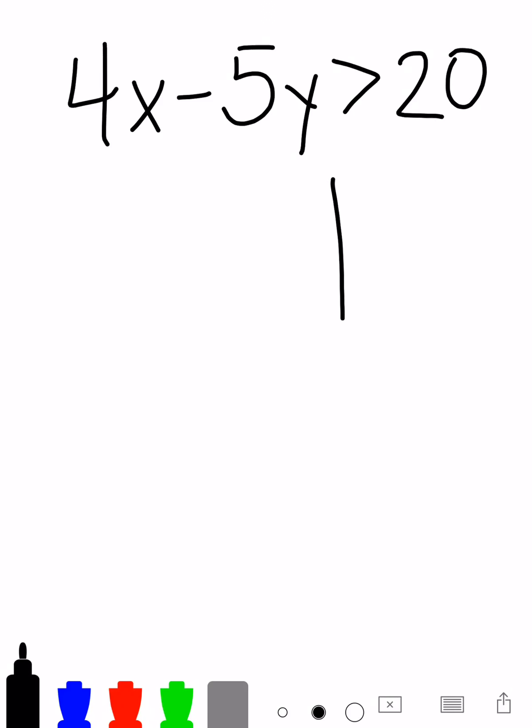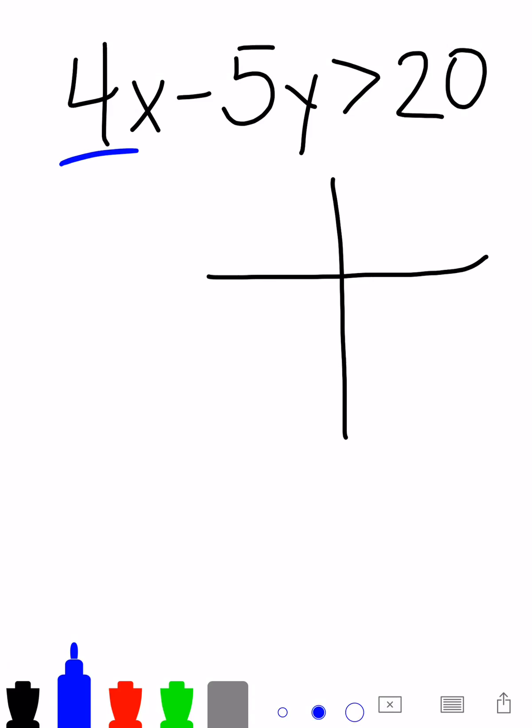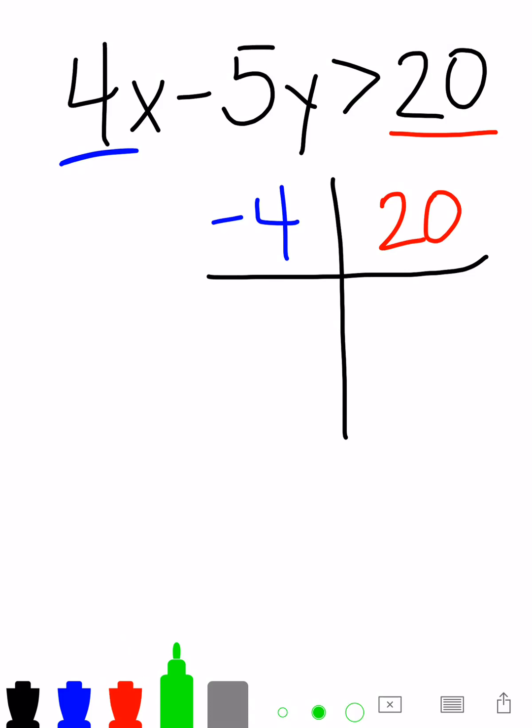So you're going to still do the exact same thing as far as make your cross. In the first box, you're going to change x. We have a positive 4, so I'm going to change that to a negative 4. Second box, I'm going to keep my answer. My answer is 20, so I'm going to put 20 right here. And in my bottom boxes, I'm going to keep my y. In this case, I have a negative 5, because of the minus sign in front of the 5. So you have to take that minus and make it a negative. So now I have a negative 5.